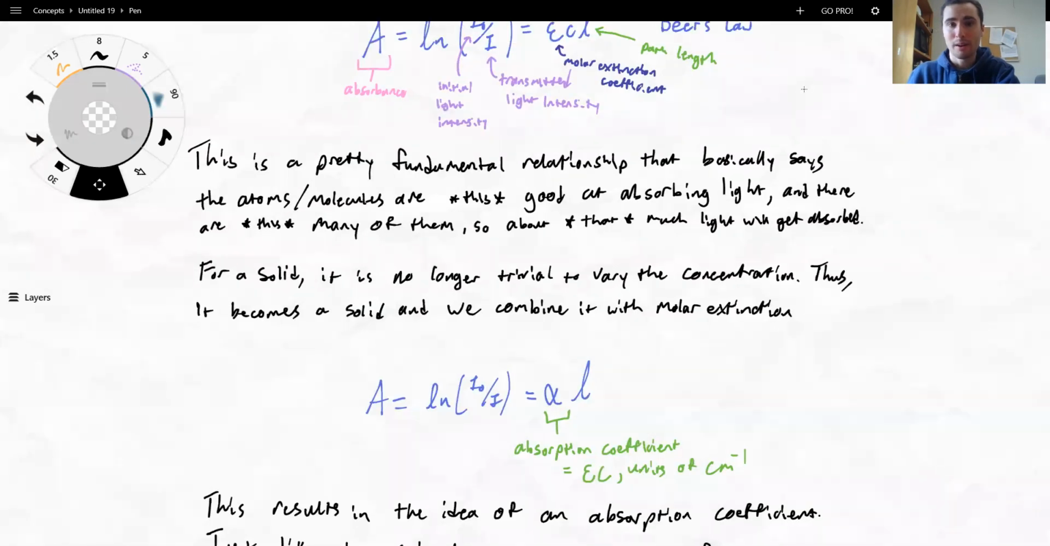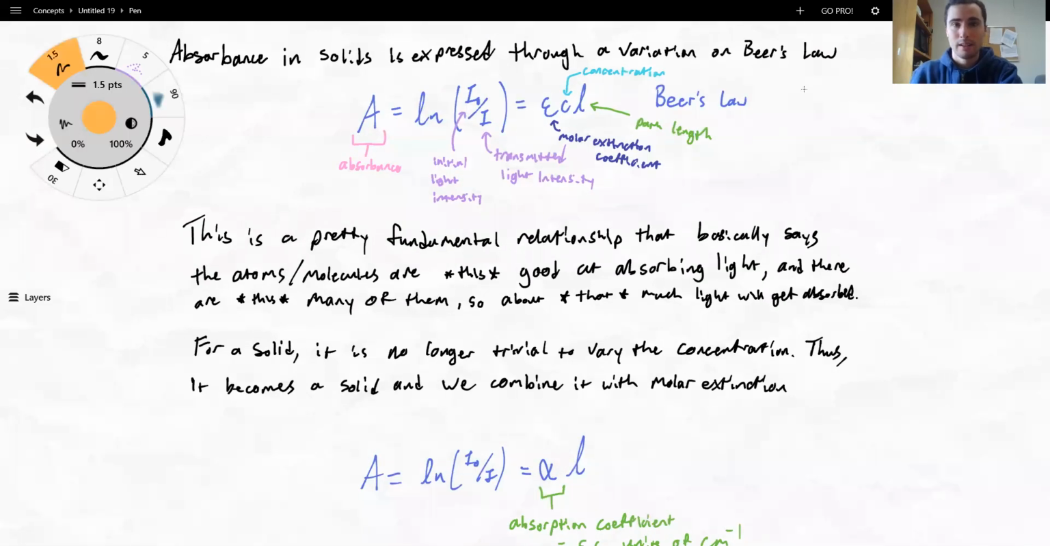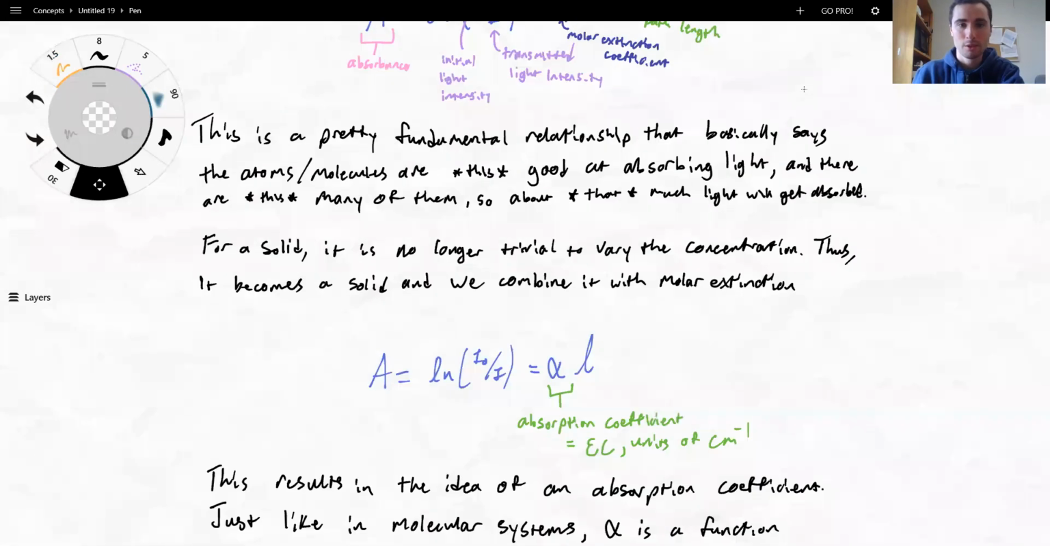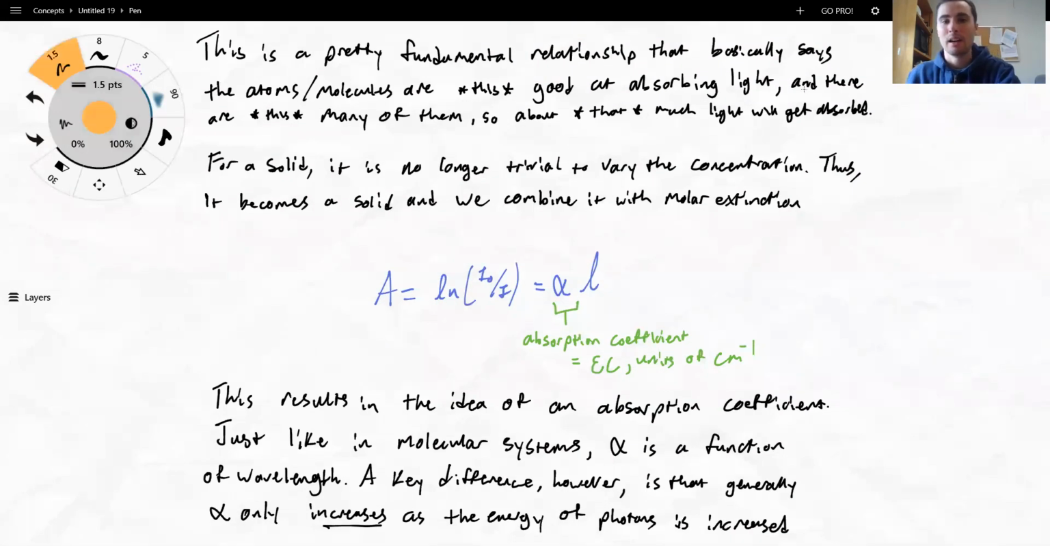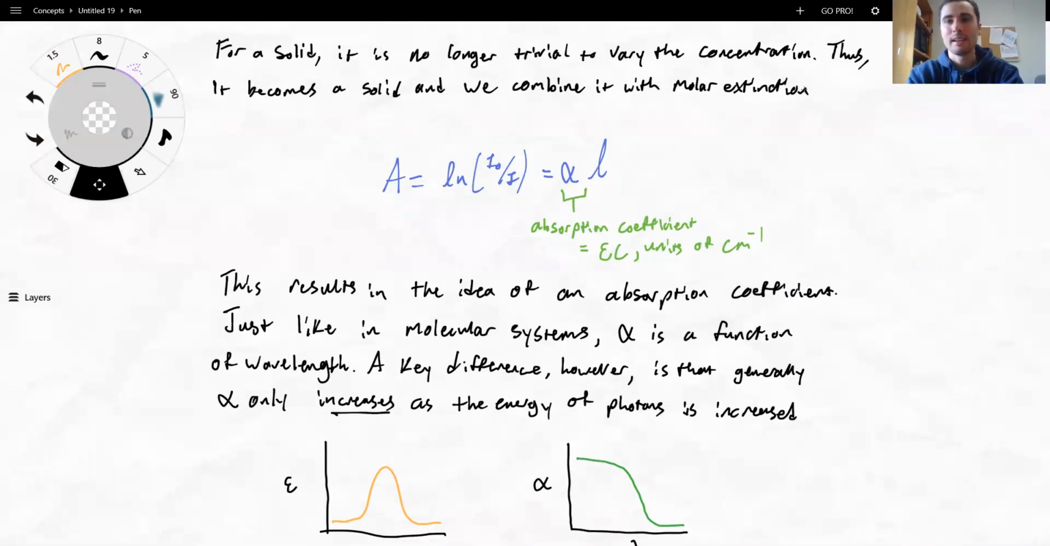So since now the concentration here is a constant and the molar extinction is a constant, why don't we just combine them? We're going to combine them into a single constant, alpha, which is called the absorption coefficient. It's the same as the molar absorptivity multiplied by the concentration, and it has units of inverse centimeters. So now our Beer's law is even simpler. The absorbance is just alpha times L. So just like in a molecular system, alpha is a function of wavelength. So you're not going to get the same absorbance at every wavelength, right?